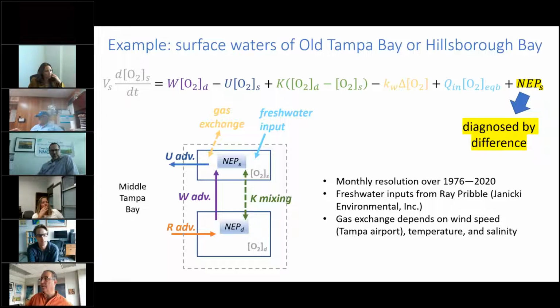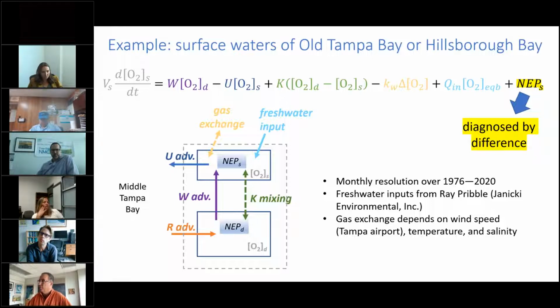And the terms that we're considering on the left-hand side of the equation is how the oxygen is changing over time. Then in the purple, that's the upwelling of oxygen from below. The blue there is the transport of oxygen from the surface southward into Middle Tampa Bay. The green is the exchange of oxygen between the deep layer and the surface layer by mixing. The yellow is the exchange with the atmosphere. And then finally, the blue is the oxygen that comes in the freshwater inputs.